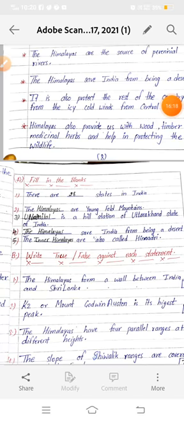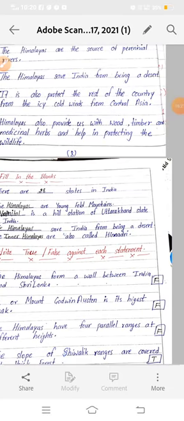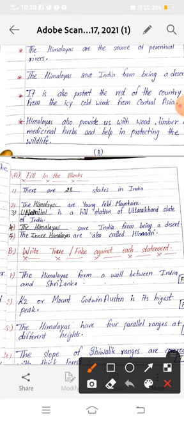So now see here, the Himalayas save India from being a desert, and you also learned that the inner Himalayas are also called Himadri. Okay, the inner Himalayas are also called Himadri. Now here is the B part. Write true or false against each statement.